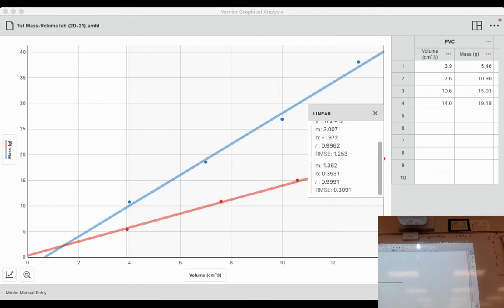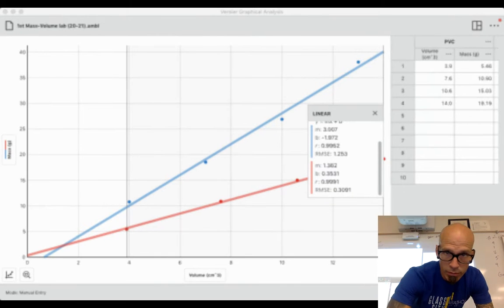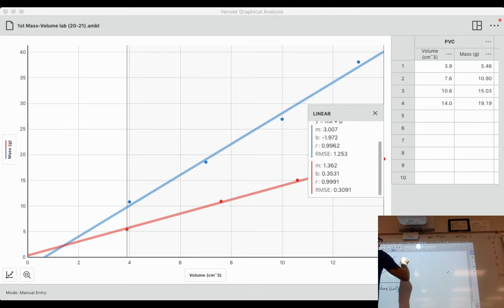All right, so again, here's your graph. We had volume down here in centimeters cubed. We had mass up here in grams. And then I'm going to go ahead and use colors because I can. Let's see, was my blue one aluminum? Yes. My blue one was aluminum, and then my red one was PVC, I think. Now I've got to go look. Yes, that's right. So this one is PVC. Again, label them so that you can see which ones are which.